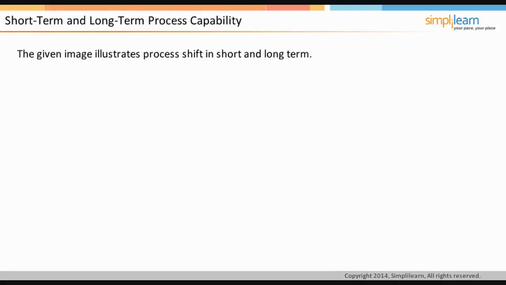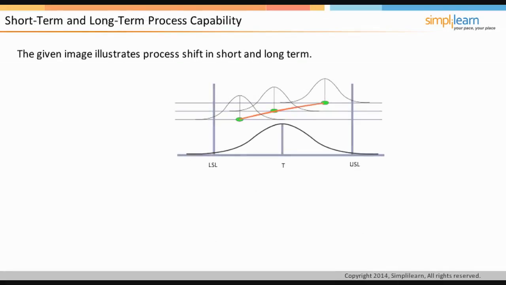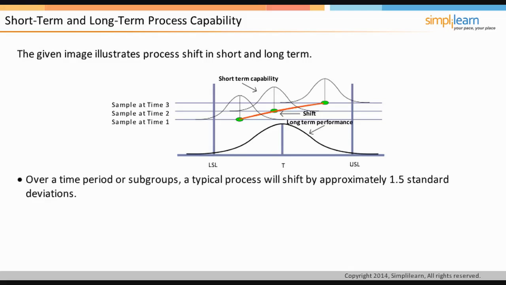The concept of short-term and long-term process shift is explained graphically on this screen. There are 3 different samples taken at time 1, time 2, and time 3. The smaller waveforms represent the short-term capability, and they are joined with their means to show the shift in long-term performance. The long-term performance curve is shown below, with the target value marked in the center. It is important to note that over a period of time, or subgroups, a typical process will shift by approximately 1.5 times the standard deviation.